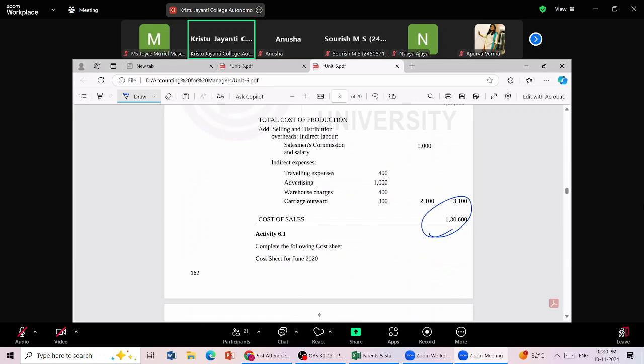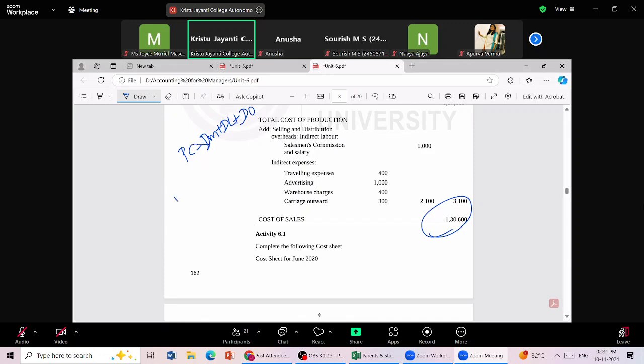So I will repeat once again. In cost sheet, there are three important costs which you need to keep in mind. One is prime cost. How do you get prime cost? Direct material plus direct labor plus direct expenses, direct overheads. When you get this, you get your prime cost.